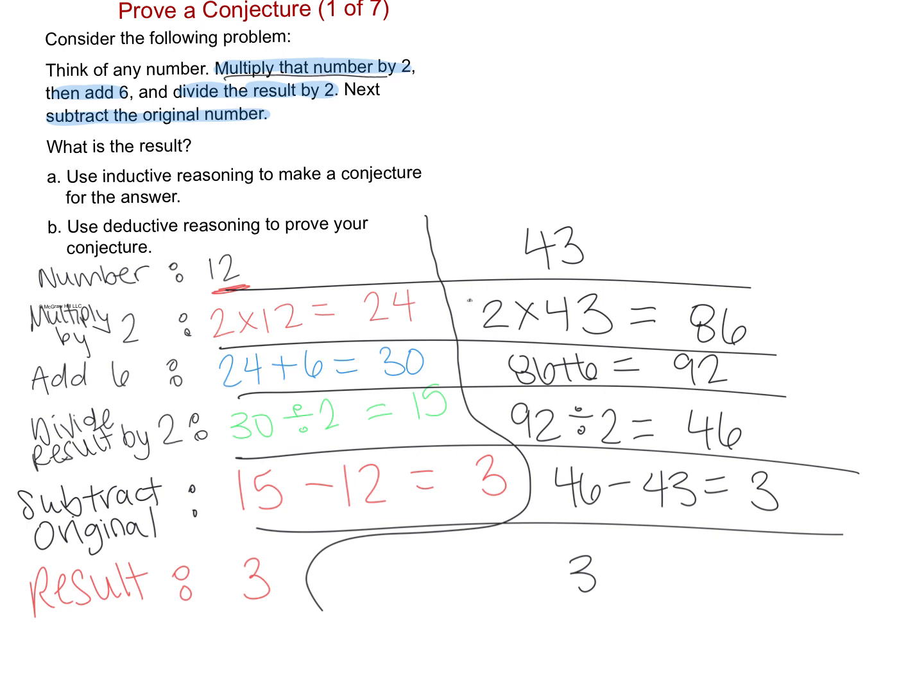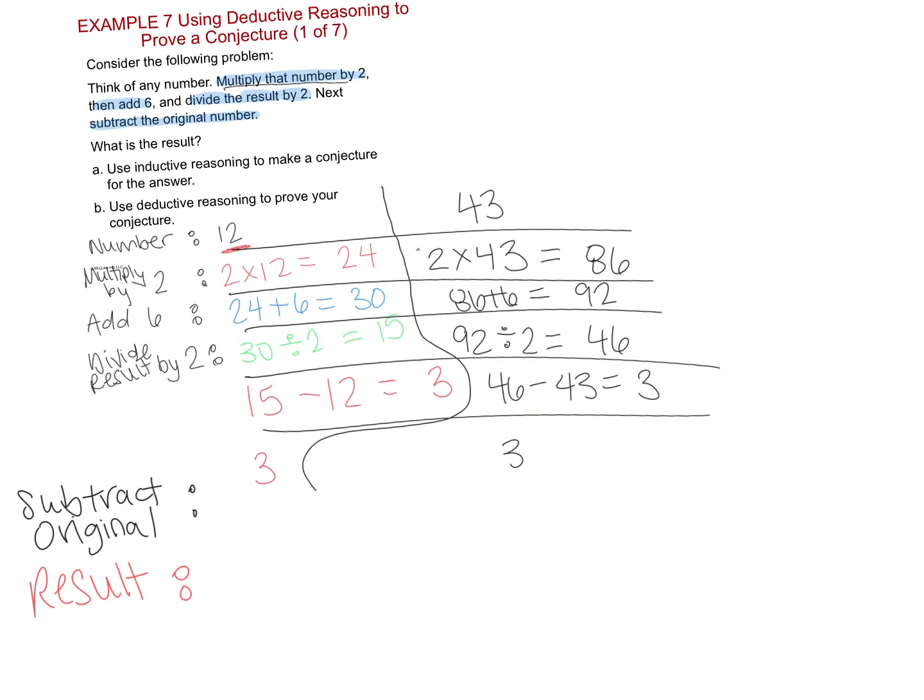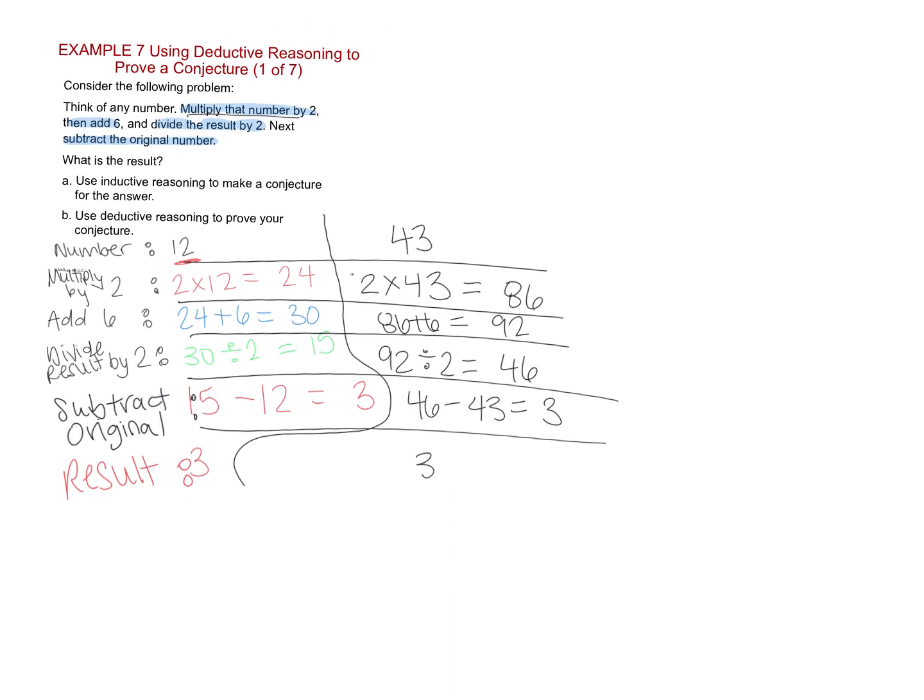Okay, so the problem with the inductive approach is that we can't check every possible number. Instead, we're going to choose an arbitrary number and call it A. Think of it standing for any old number. If we can show that the result is 3 in this case, that will tell us this is the result for every number. Remember, we'll be doing the exact same operations just on an arbitrary number A. This will require some basic algebra skills. All right, so let me show you what that would look like.